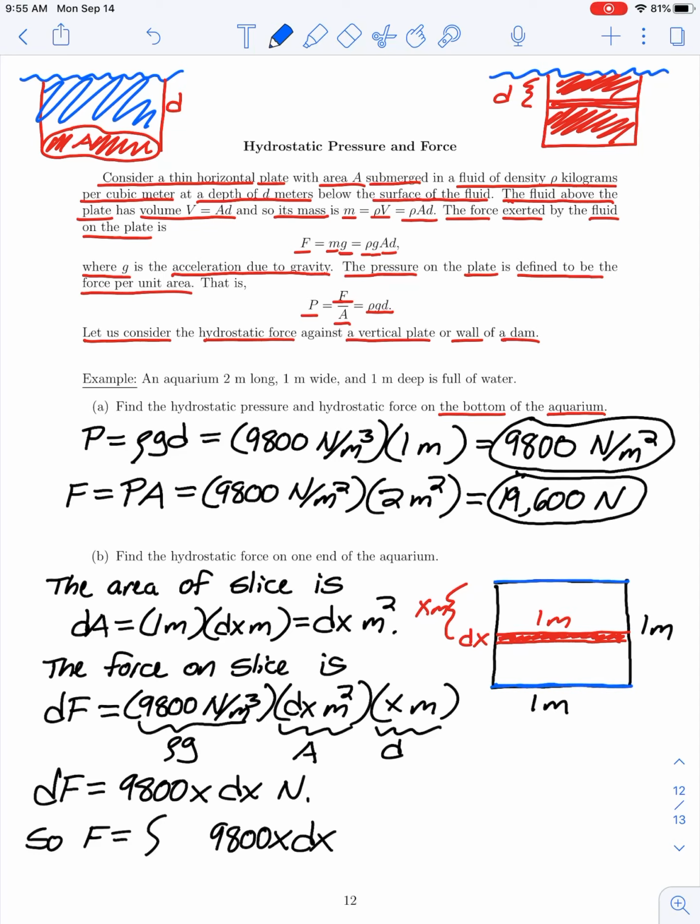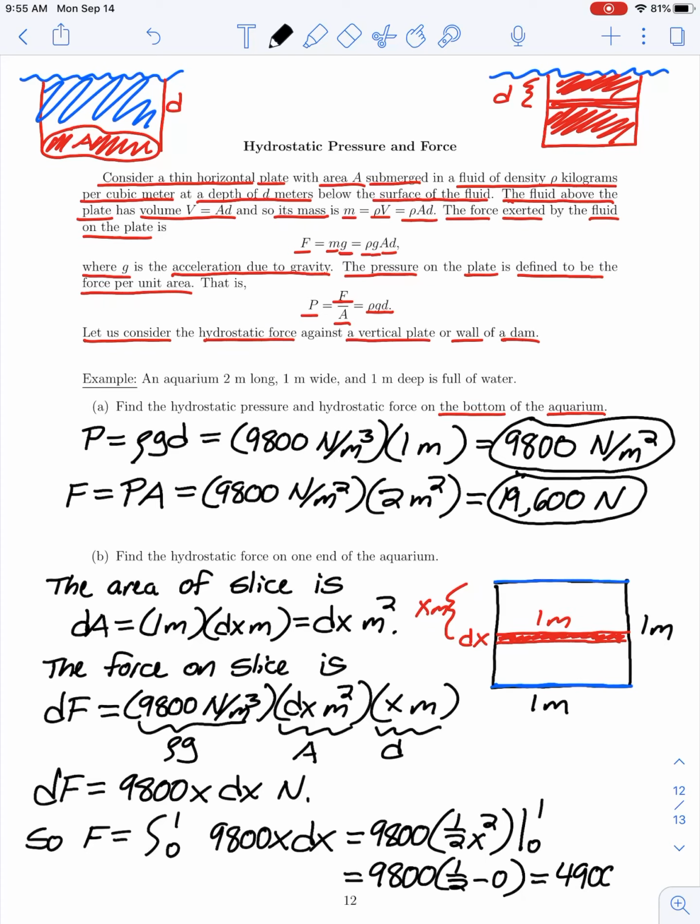So let's see what we have. Here our antiderivative of 9,800x would be 9,800 times 1/2 x squared. And we're evaluating from 0 to 1. So when we substitute 1 in for x, we have 9,800 times 1/2. We subtract what we get when we evaluate at 0, which would be 0. And we're left with half of 9,800, which would be 4,900. And here, our force would be measured in newtons.